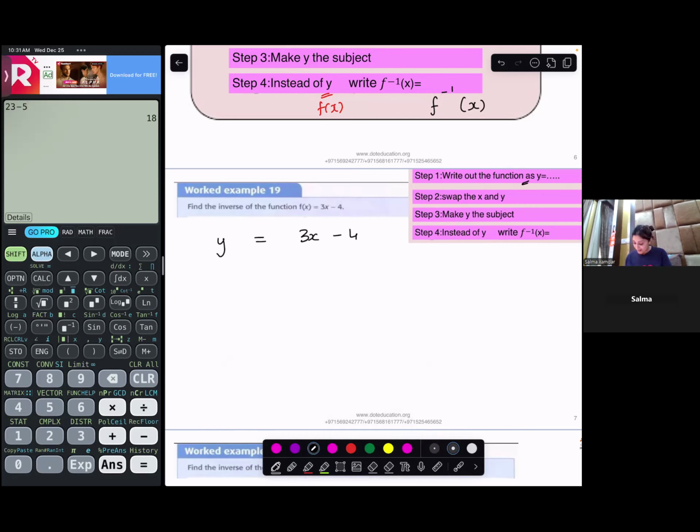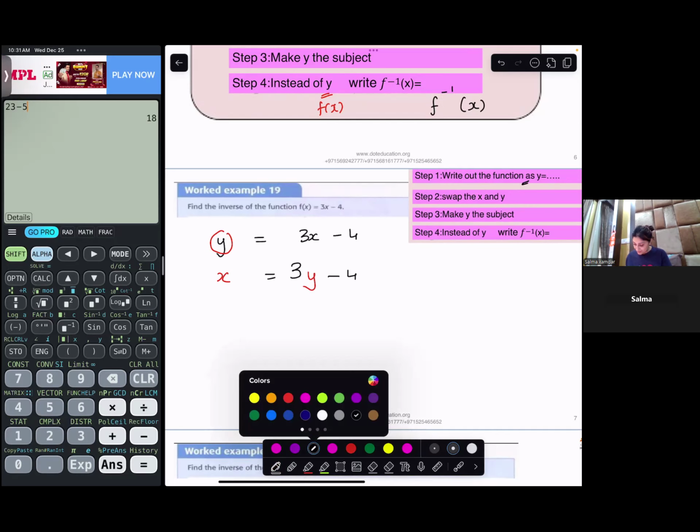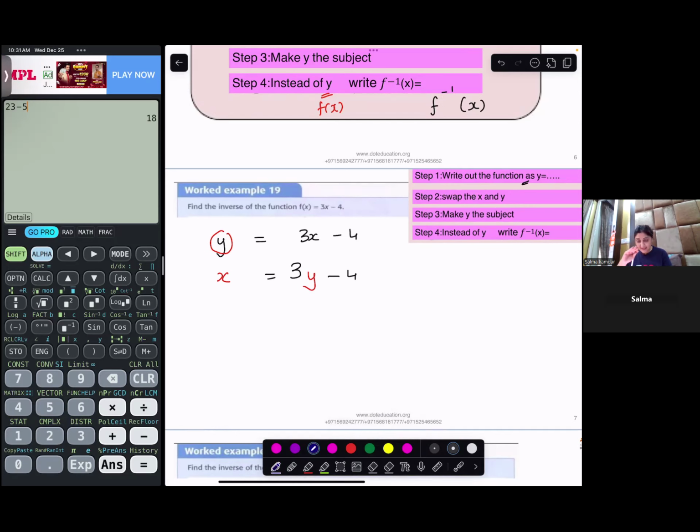Swap the x and y. So if I'm swapping, instead of y, I will write x, and instead of x, I'm going to write y. Make y the subject. Since I have to make y the subject, I need to bring y to one side. So I will add 4 over here.